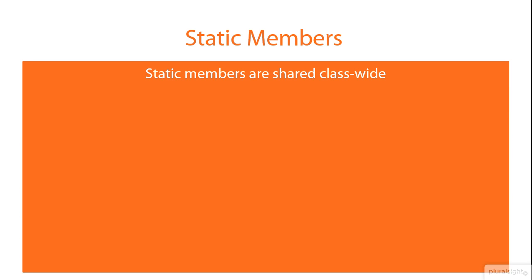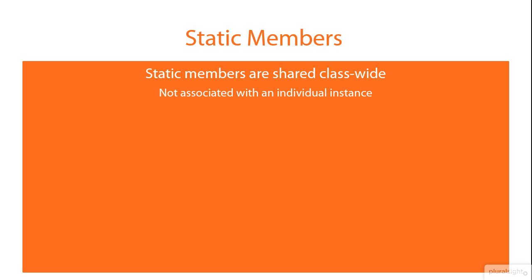In the classes we've been working with throughout the course, we've always been using what are called instance members. Each class member is associated with a specific class instance, and that's what you normally want. But sometimes you want a class member that's available class-wide, and that's where static members come in. A static member is a class member that's not associated with any individual instance.